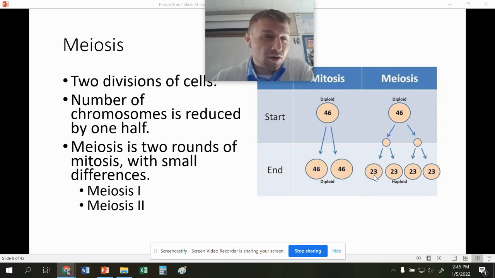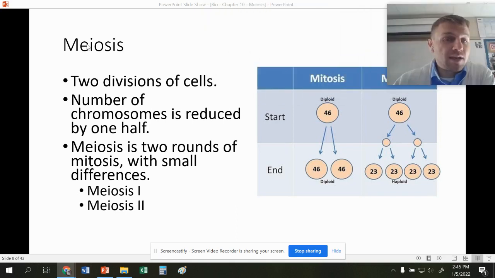And you want half the number of chromosomes because you get half your genetics from your dad and half your genetics from your mom. That's because you get half your chromosomes from your dad and half your chromosomes from your mom. So you have 46 chromosomes in your cells. They all come from 23 from your dad and 23 from your mom.